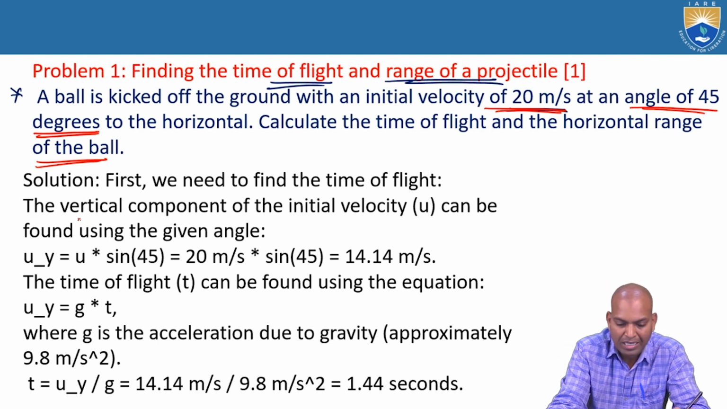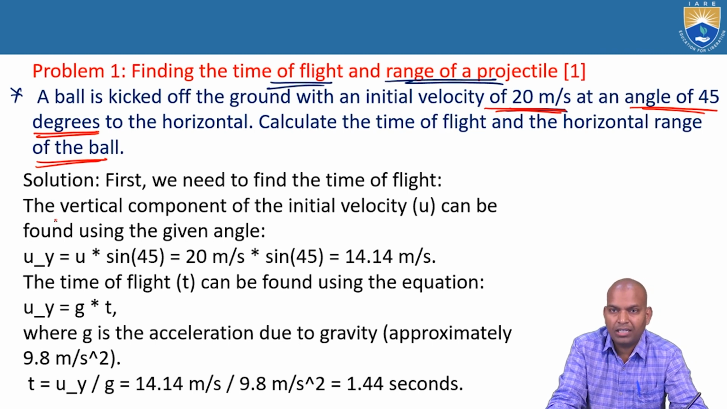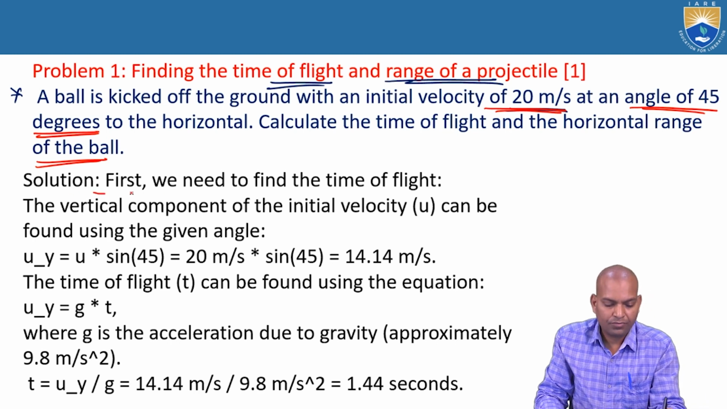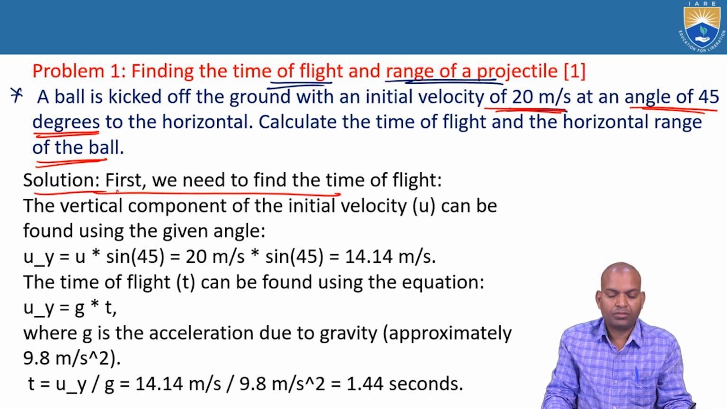We are going to calculate the time of flight and horizontal range of the ball from the basic concepts of the equations of trajectory. Now we are going to solve that. First we need to find out the time of flight. That is the first objective. So let us begin with the first objective.